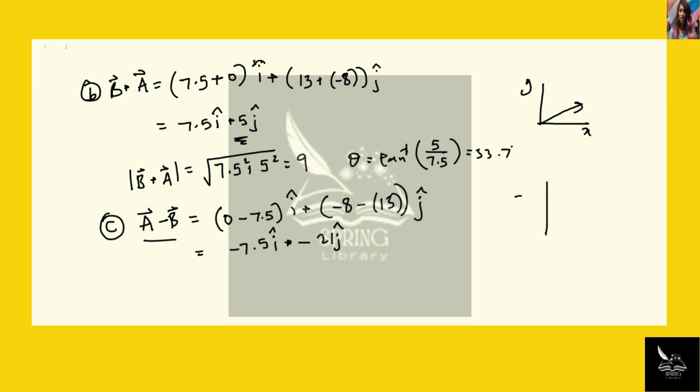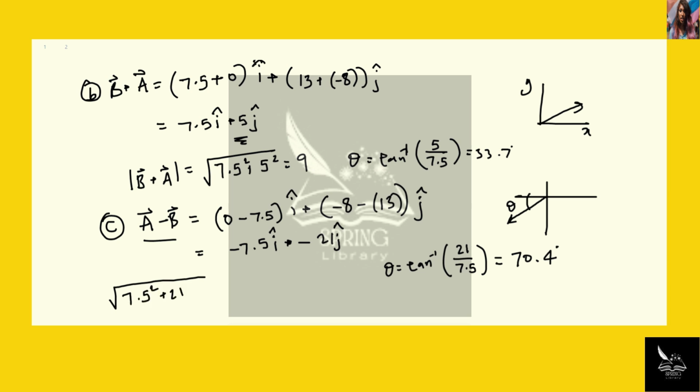Now we know that this vector lies in the third quadrant because both of its components are negative. Now we can find the angle it makes with x-axis, theta, which would be tan inverse of the y component divided by the x component, which is 21 by 7.5, which turns out to be 70.4 degrees. And the length of this vector would be the square root of the sum of the squares of the individual components, which would be 7.5 squared plus 21 squared, which turns out to be 22.3 units.